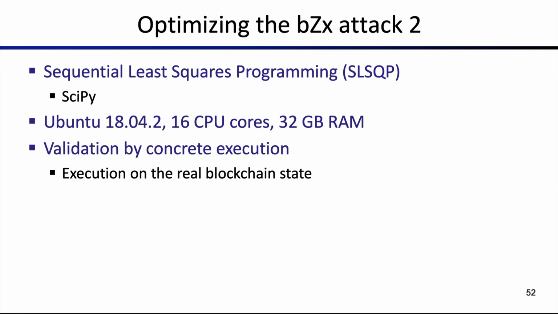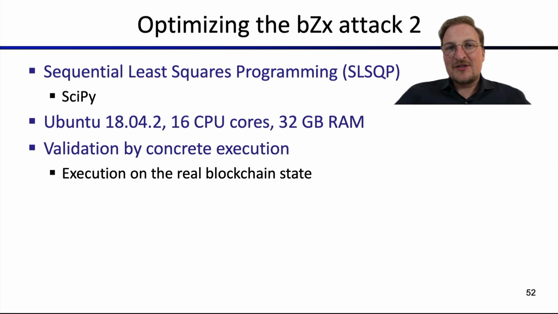We have used the sequential least squares programming algorithm, which is available in SciPy. We executed this on an Ubuntu machine with 16 CPU cores and 32 gigs of RAM, a rather small machine, and we then validated this by concrete execution on the real blockchain. If you would like to do this yourself, you can use, for example, Hardhat to fork the chain at a particular height. So I hope this gave you a good introduction to how a flash loan attack is possible.